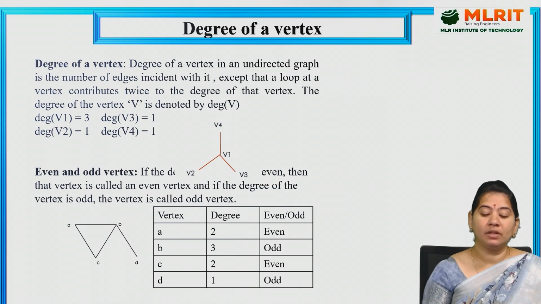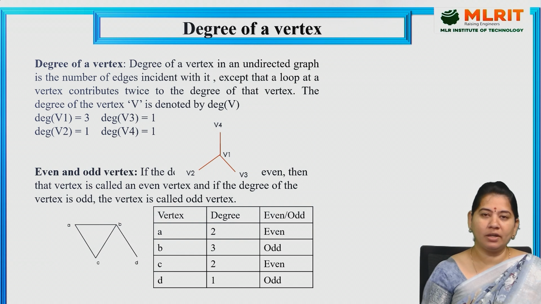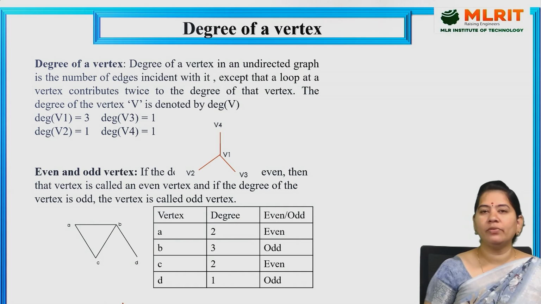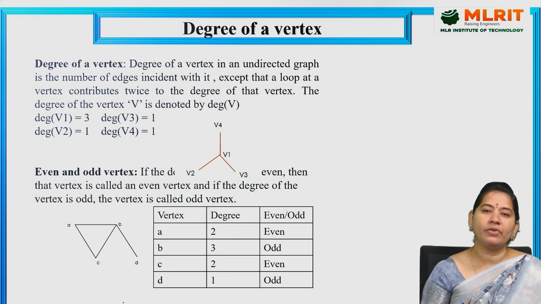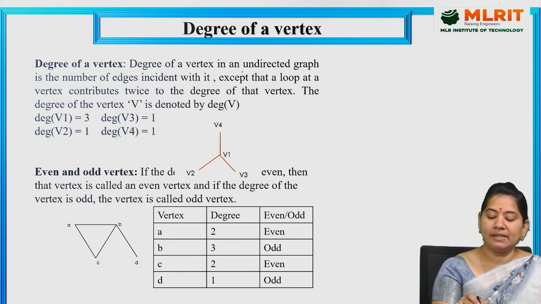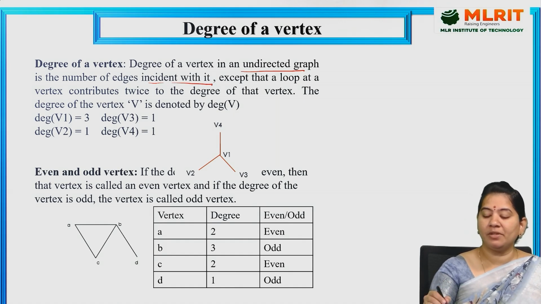Next we have the degree of a vertex. Just before, we discussed the regular graph. So how do we find the degree of a particular vertex? First we need to search out how many edges that particular vertex is attached to, and that number of edges we call the degree of the vertex. So the degree of a vertex in an undirected graph is the number of edges incident with it. What does the number of edges incident with it mean?